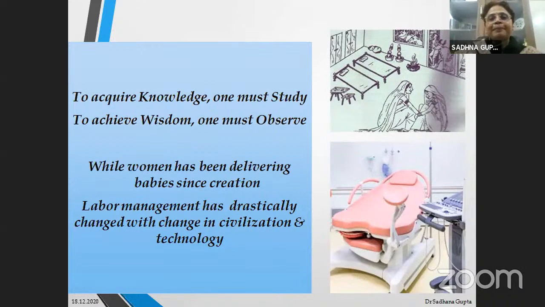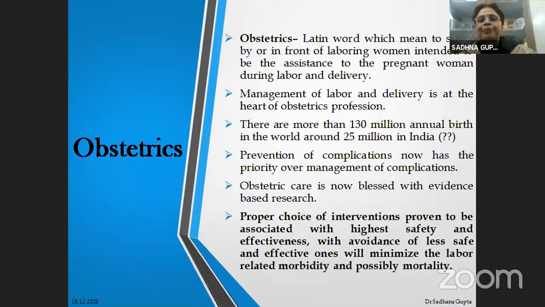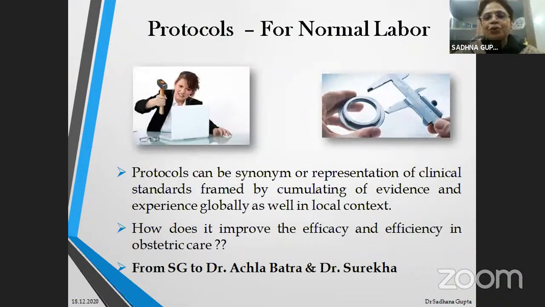So with all the panelists, this is to set the stage: for acquiring knowledge we have to study, but for achieving wisdom we have to observe our time, our people, our technology, our partners. Women have always been delivering in all species, but labor management in human birth has changed drastically with civilization and technology. So we are coming to the point, it is 25 million births, and what should be done which is safe, which is effective, and what we should leave behind which is not safe, which is not effective. That is the issue of today.